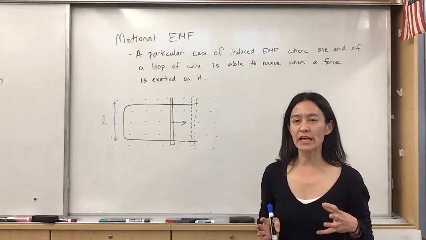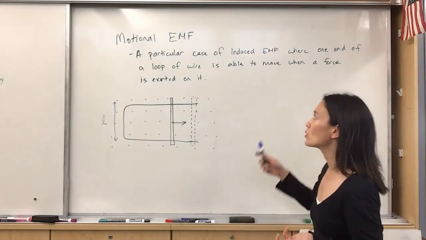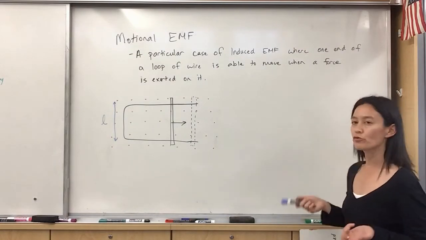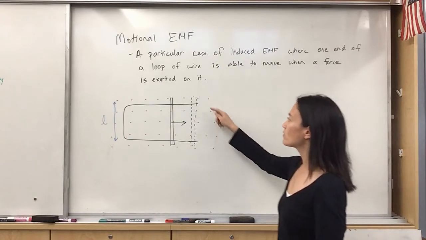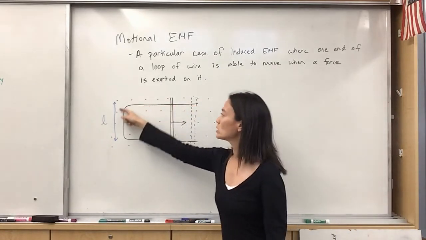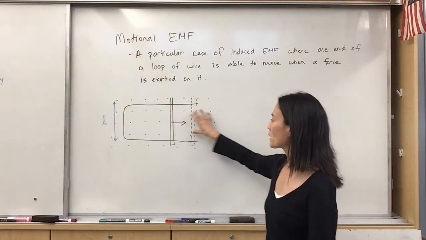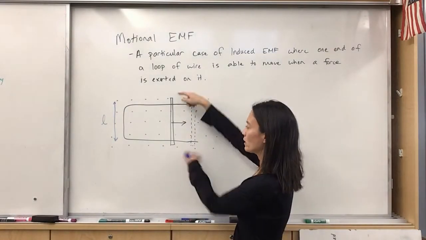Okay, so this video is meant to look at a particular example of induced EMF, and it's called motional EMF. It is when one end of a loop of wire is able to move when a force is exerted on it. So here's the diagram of it. You usually have a U-shaped wire, and then there is a conducting bar, and this conducting bar can move if there's a force on it, and it has a certain length L.